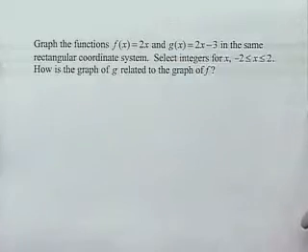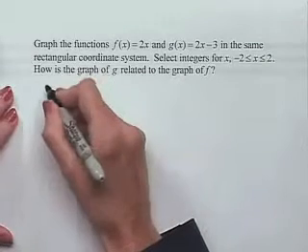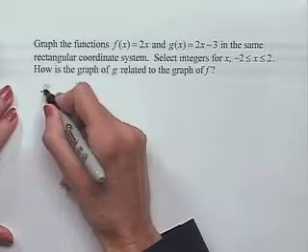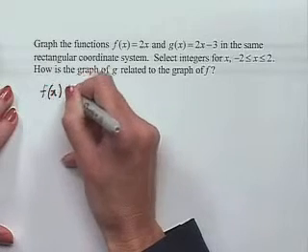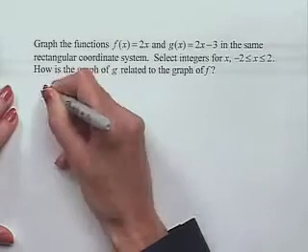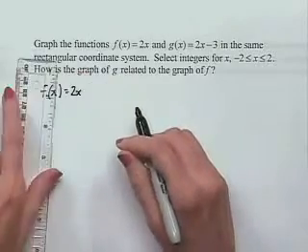Now let's look at some more graphs. Graph the functions f of x equals 2x and g of x equals 2x minus 3 in the same rectangular coordinate system. Select integers for x, where x is between negative 2 and 2 inclusive. And then the question is, how is the graph of g related to the graph of f? So let's begin by making a table of values for f of x equals 2x. We're going to start by drawing a table going down.